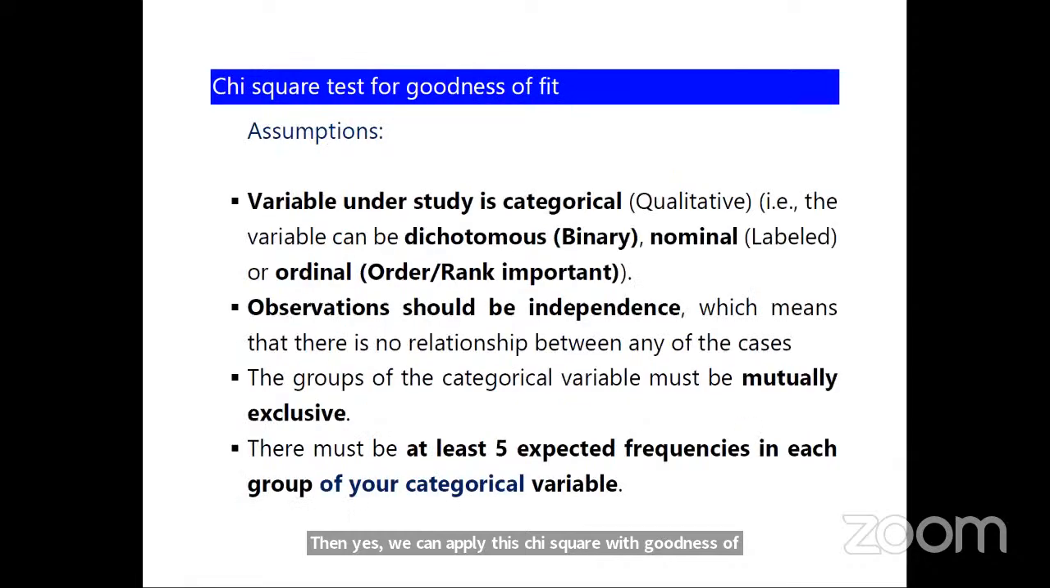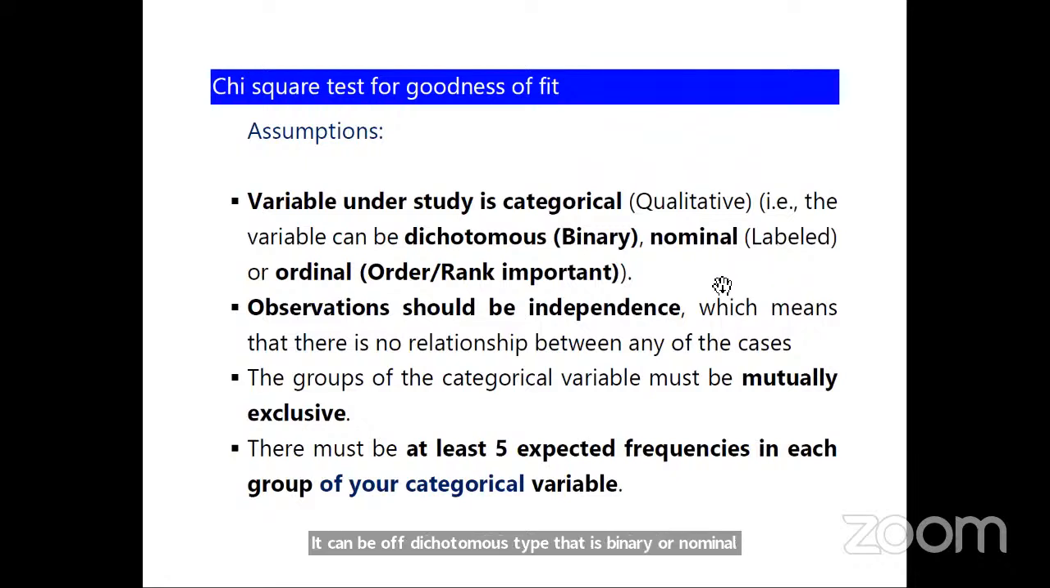I hope the example is very clear to you, how we can check it. Now, of course, the variable under study should be categorical, that is qualitative, and it can be of dichotomous type, that is binary, or nominal or ordinal.